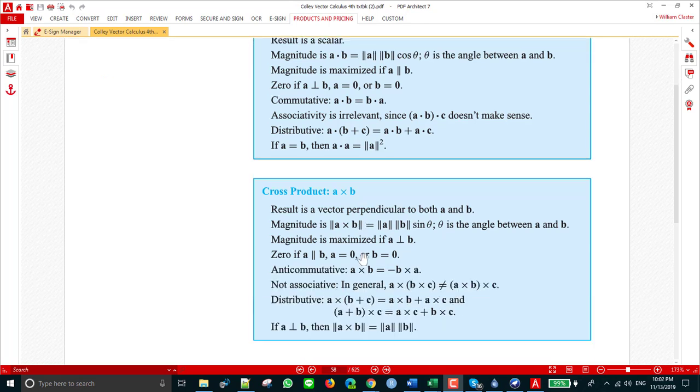Okay, for the cross product, the result is a vector. It's a vector perpendicular to A and B. Its magnitude has the sine in it. It's maximized when they're perpendicular.